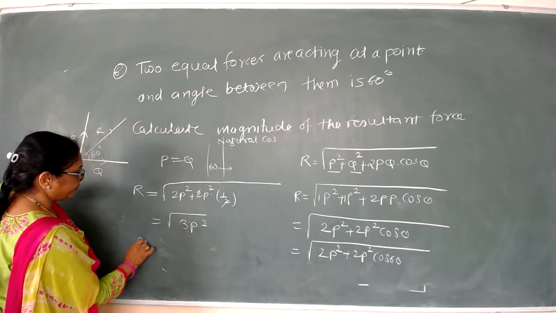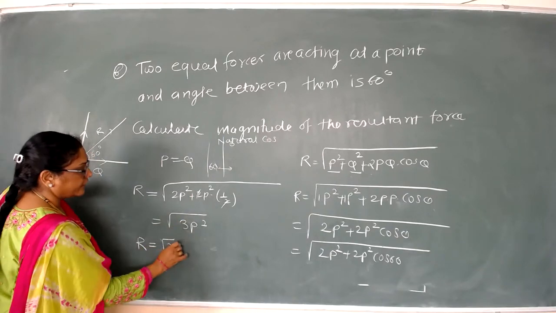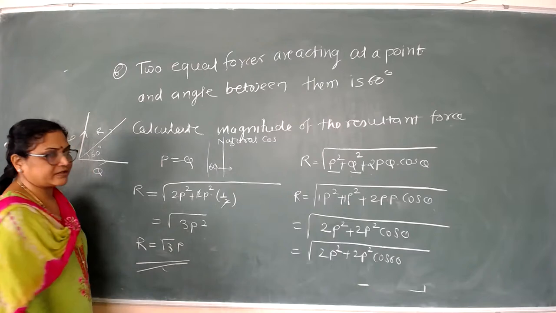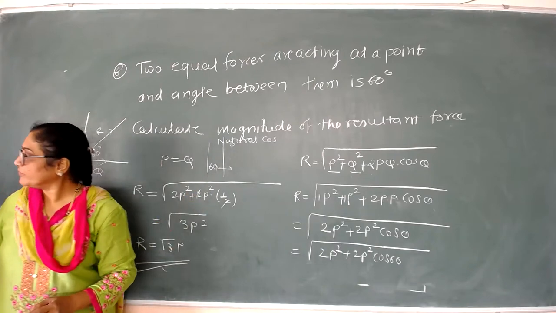Therefore, R is equal to root 3 P, taking the square root. So this is the resultant answer. This is how we solve this type of question.